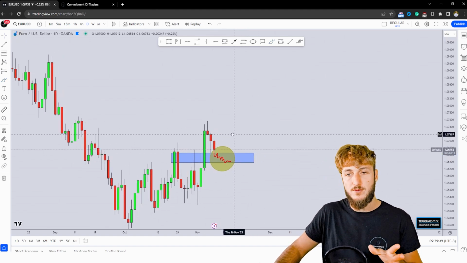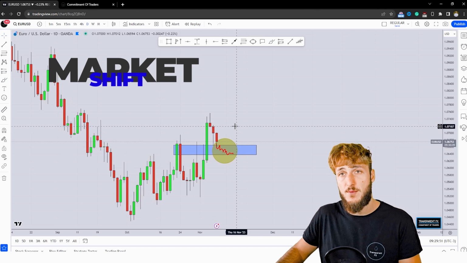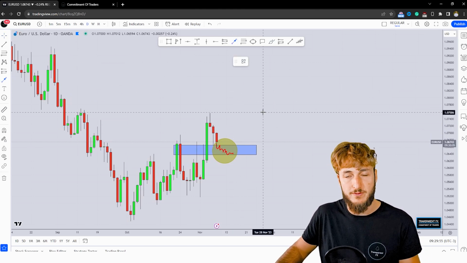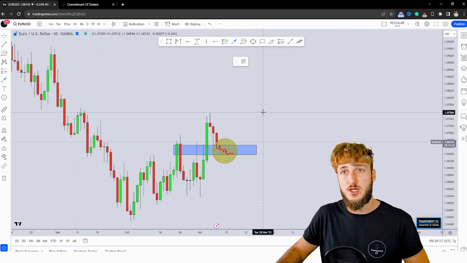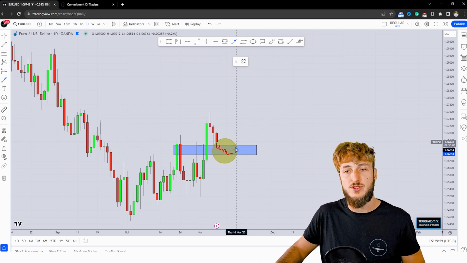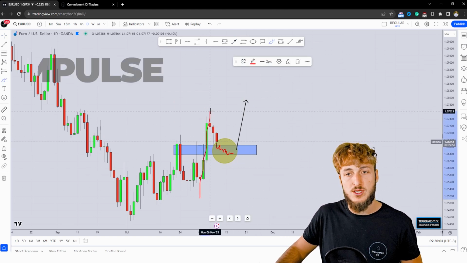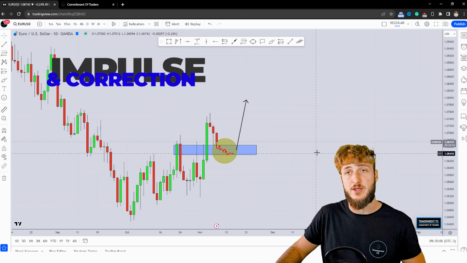to the downside, waiting for the market to shift from an intraday bearish market, as we would have, to an intraday bullish market. And if the market shifts from intraday bearish to bullish and provides one of our valid entries, at that point we could be looking for a potential move higher for the market to complete this impulse, correction and impulse pattern to the upside.